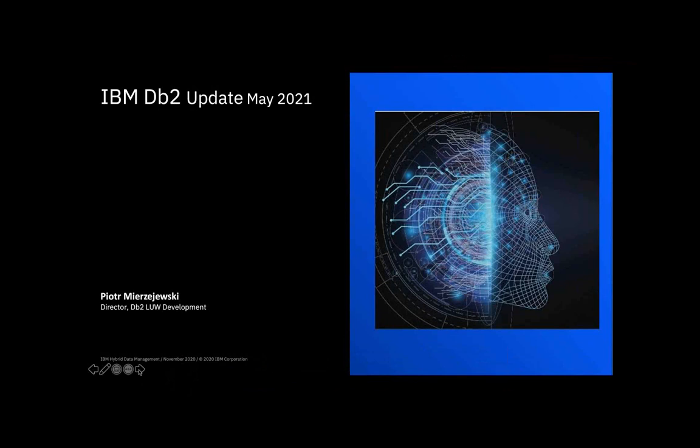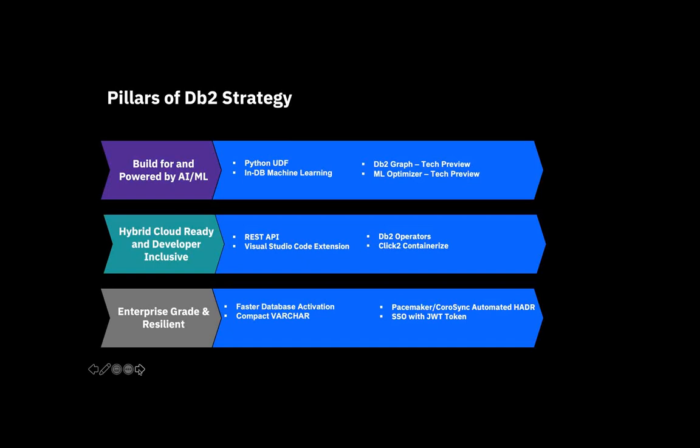Today, we're going to do an overview of the pillars of Db2 strategy, where we've progressed, where we've invested over the last year and a half, 2 years, which initiatives are already available, and which of those that were perhaps not fully GA, in tech preview or so on, will be available with our new release, which is coming out in June. Yes, June 23rd, I believe, is the release of 11.5.6.